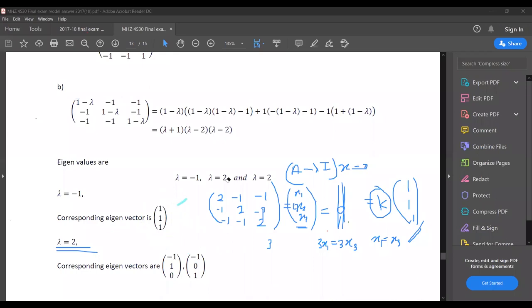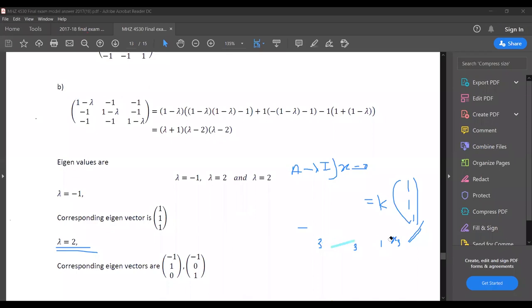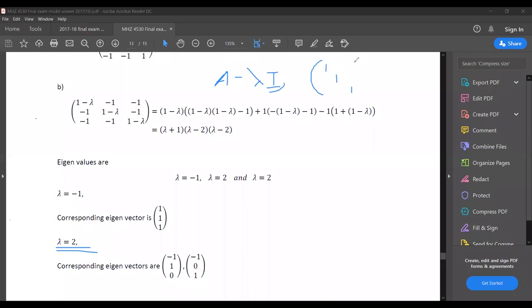To find the eigenvector, we just subtract a unit vector from the given matrix. Let's assume the given matrix is A. So you need to subtract lambda times I. I is the identity matrix, which only has an effect on the diagonal. The other terms are zero: these two are zero, here it's zero, and these two are zero.